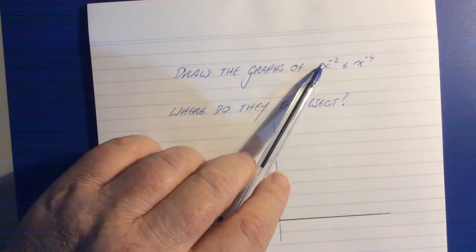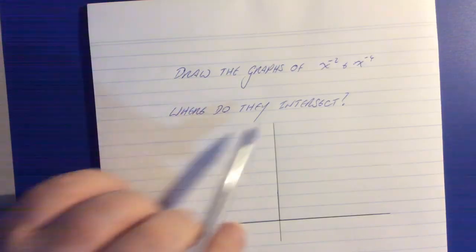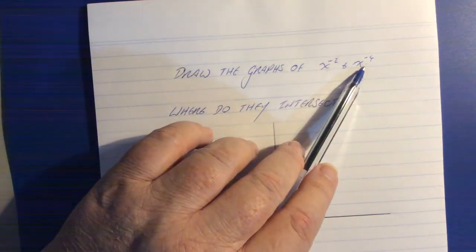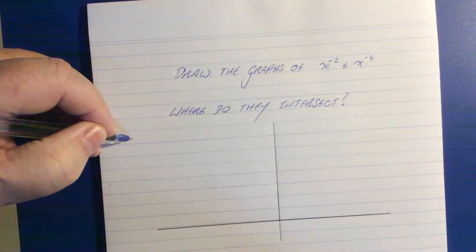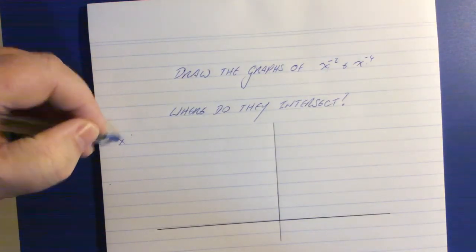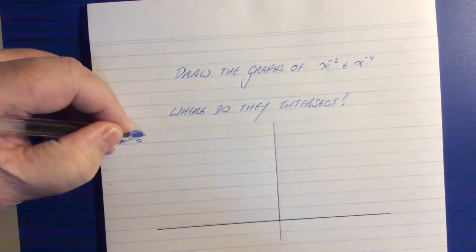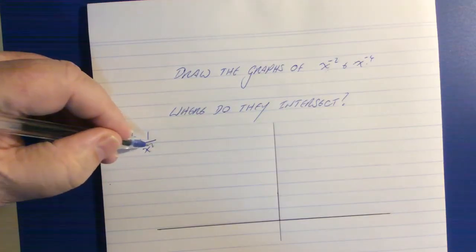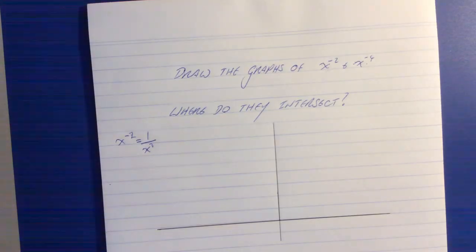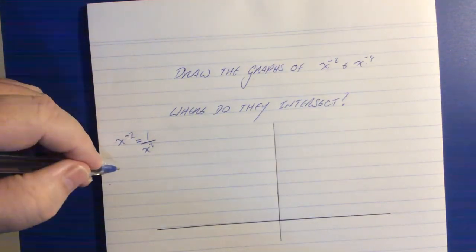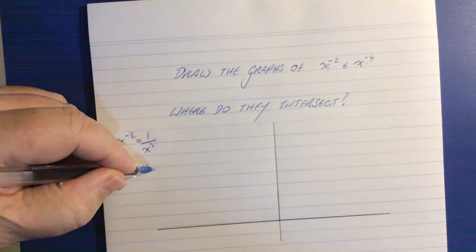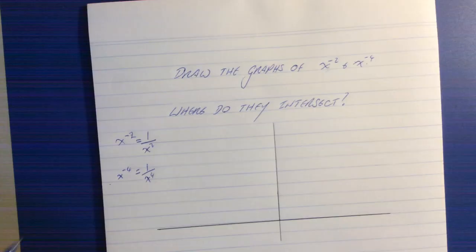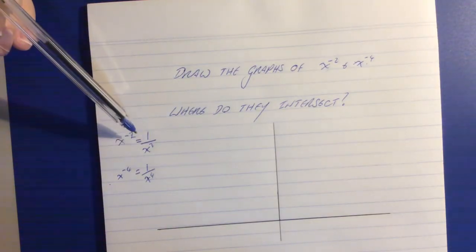Now, I think that the key to understanding this and making this very easy is to think about what these actually mean. And I'm just going to write in the left-hand corner here, x to the negative 2 equals 1 over x squared. And immediately we can see that what we're looking at is a truncus. And x to the negative 4 is equal to 1 over x to the 4. So there are a couple of things to observe here.